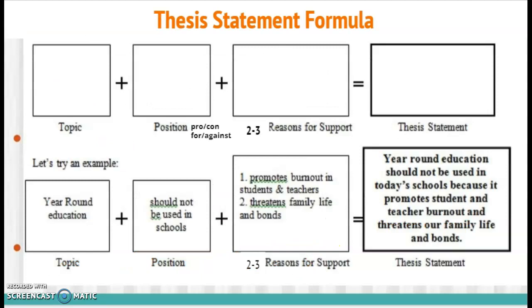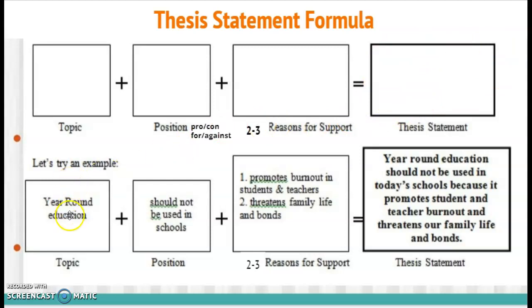Okay. For those of you that are my visual learners, here's a visual format for you to see it. So you put your topic right here, whatever your topic is. Your position, are you for something or are you against something? Your 2 to 3 reasons, okay? You can like bullet point them, that's fine. That all comes together to create your thesis statement.